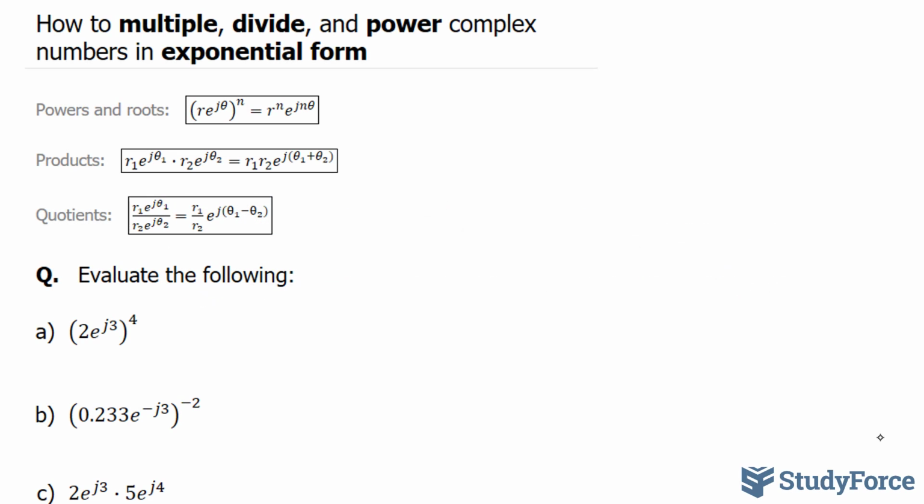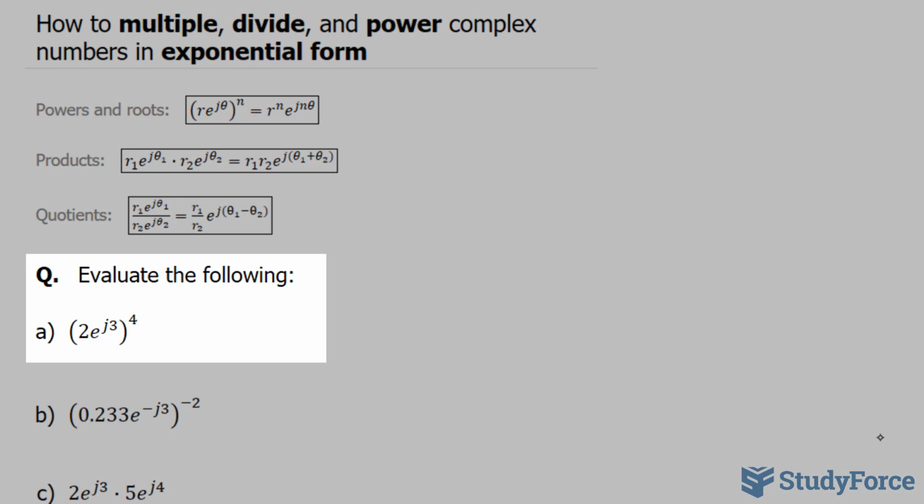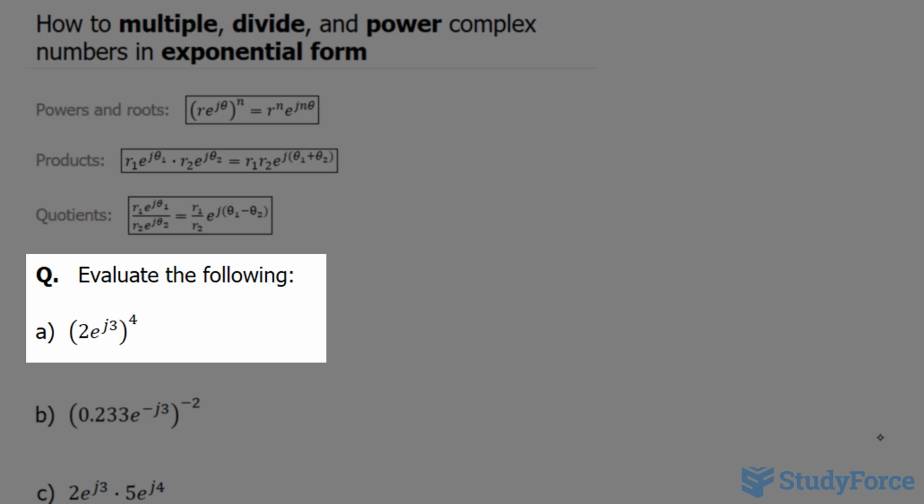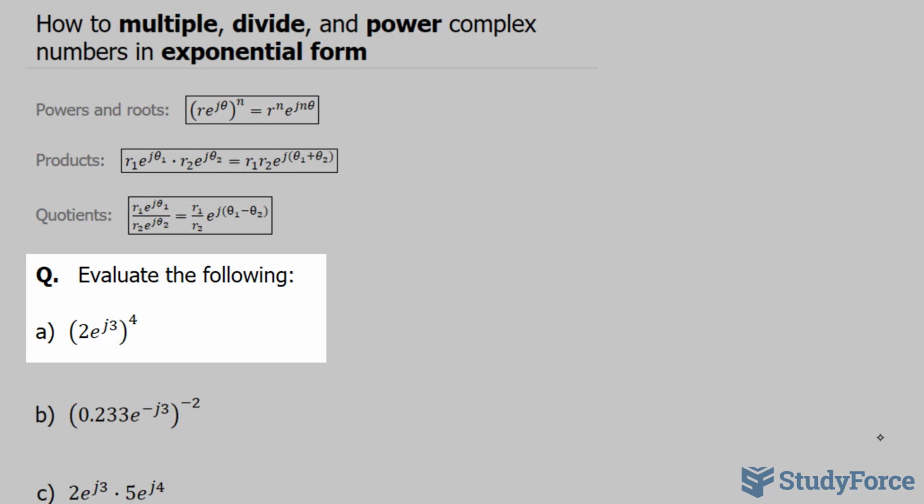In this video, I'll show you 6 examples on how to multiply, divide, and power complex numbers that are in exponential form. The question reads, evaluate the following. And specifically, parts A and B deal with powers and roots. So we have 2 times e to the power of j3, all to the power of 4.